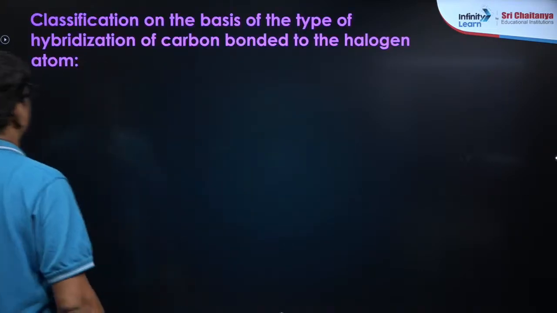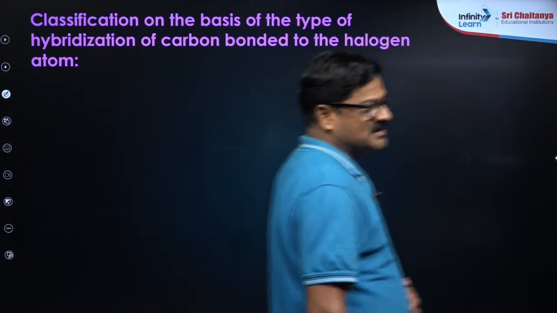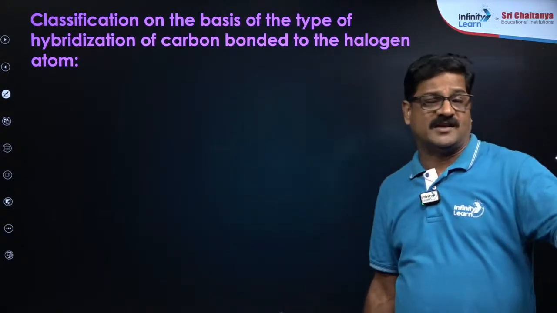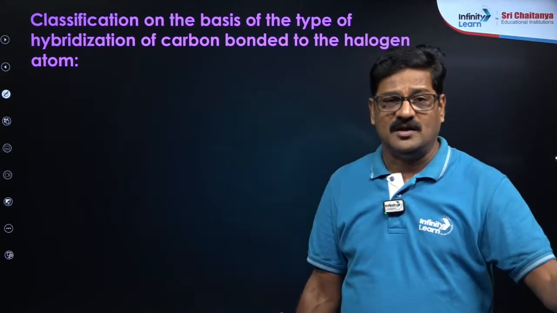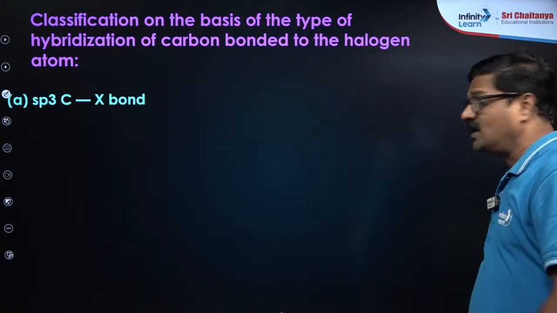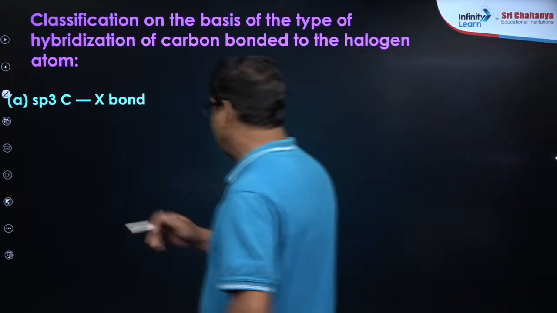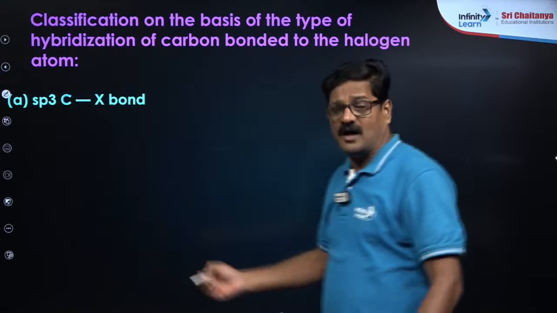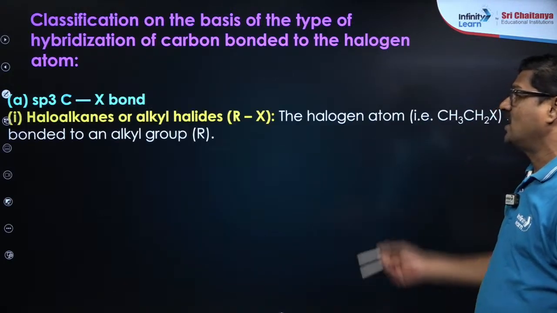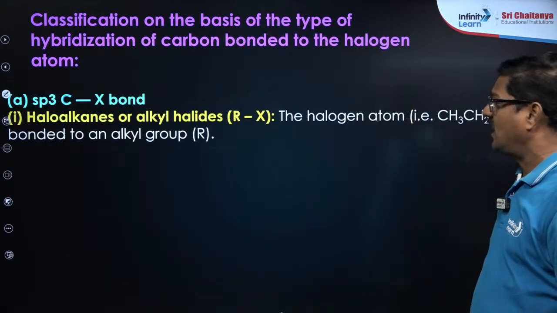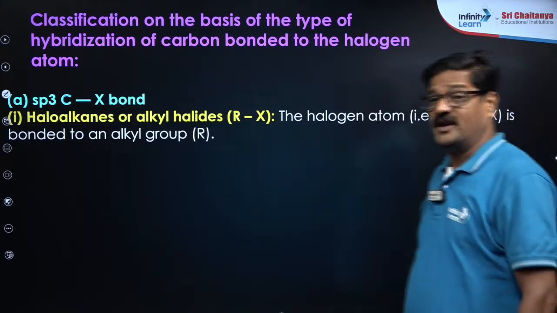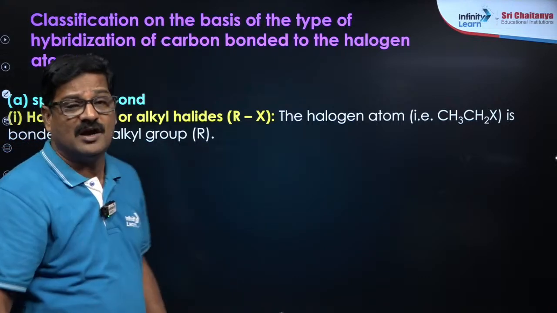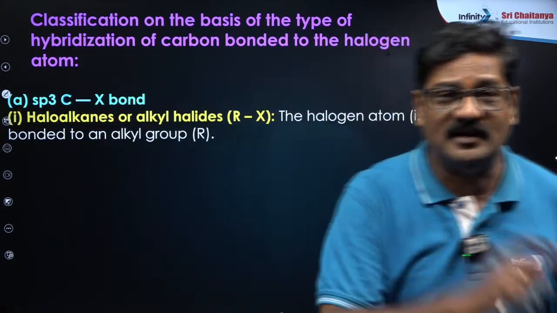Okay, let's talk about classification of the compounds on the basis of hybridization. So on the basis of hybridization, मान लो ये sp3 होगा, sp2 होगा, sp होगा. So अगर sp3 कार्बन CX बॉन्ड जिस कार्बन का sp3 है, so they are alkyl halide. They can be various types, haloalkanes and alkyl halides. You can also say that is simply represented by RX. The halogen atom that is directly attached to the alkyl group, they are called as alkyl halides.